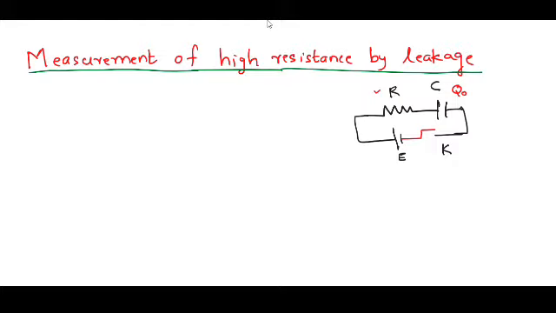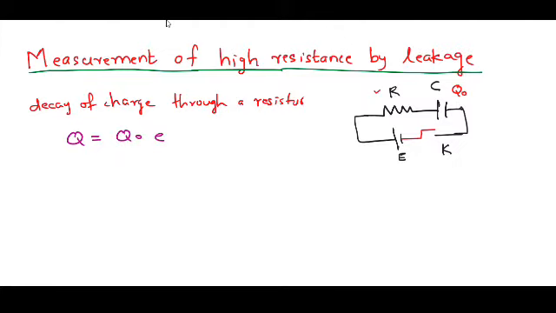The discharging of the capacitor through the resistor, or the decay of charge through a resistor, is given by this expression: Q is equal to Q0 into e power minus t by tau, where tau is the time constant RC. We have explained everything in the last lecture. Then this Q can be written as Q0 into e power minus t by RC. This is nothing but the decay of the charge through a resistor.